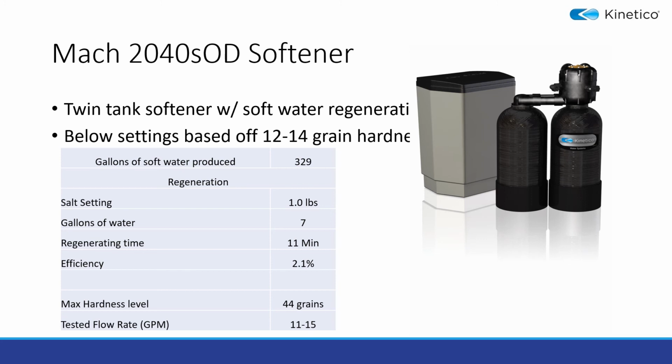Now, based off 12 to 14 grain hardness, the unit will produce 329 gallons of soft water before a regeneration is initiated. During the regeneration, the unit will only use 1 pound of salt, use 7 gallons of water, and take 11 minutes. That means the efficiency setting is 2.1%. The unit has a max hardness level of 44 grains and a tested certified flow rate of 11 to 15 gallons per minute flow.